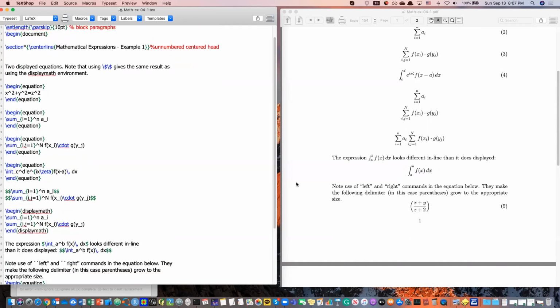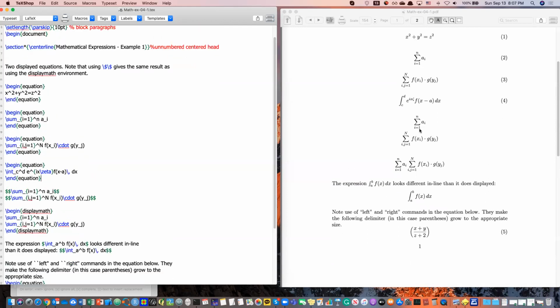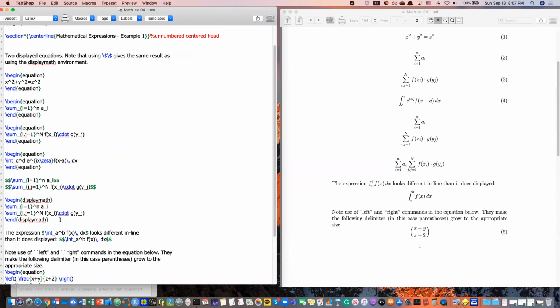From here, let's see, the math expressions in display mode, right? Not inline mode, display mode, right? But there is no equation number. How can you do that? So we use a double dollar symbol or use the display math environment. Okay, so I use the display math environment.